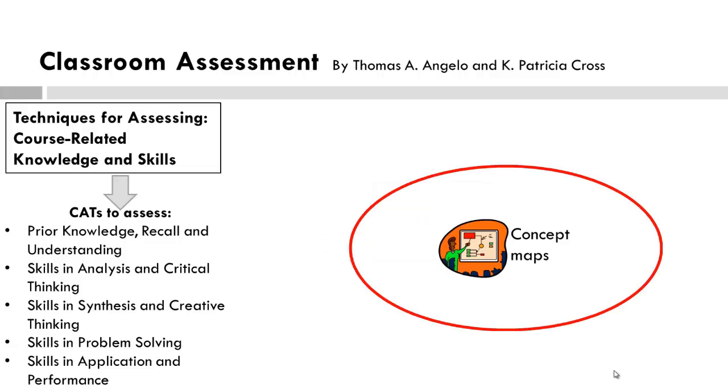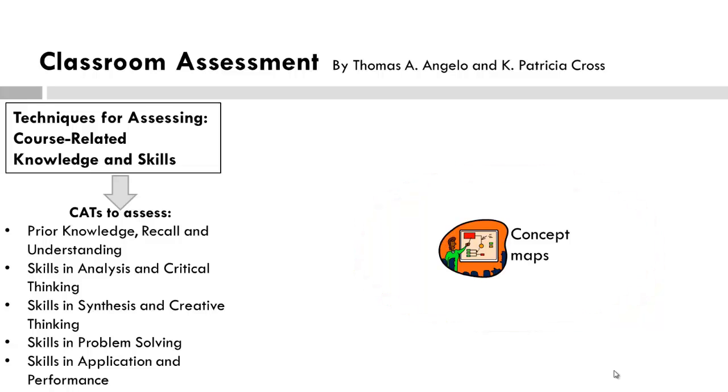Our last example of techniques for assessing course-related knowledge and skills is a concept map. A concept map allows students to draw or map out and organize ideas in a manner that makes sense to them. For example, if you were trying to make sense of assessment, you might map out and organize concepts in a manner that highlights the purposes, the types, the examples. Now this can be done on chart paper or whiteboards, but now we have many digital tools that facilitate this process.